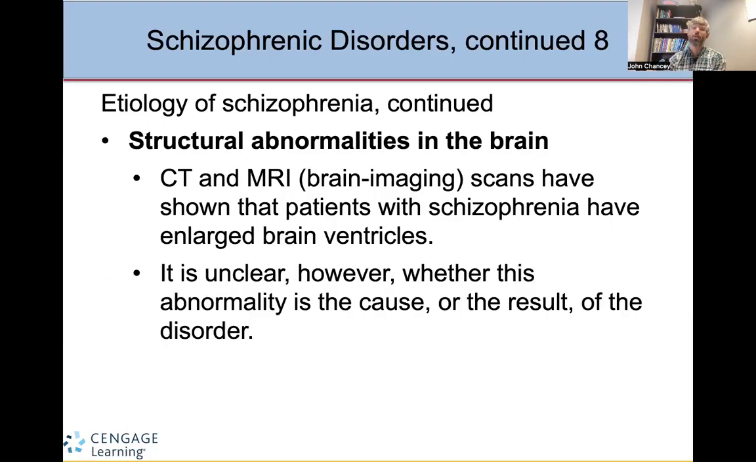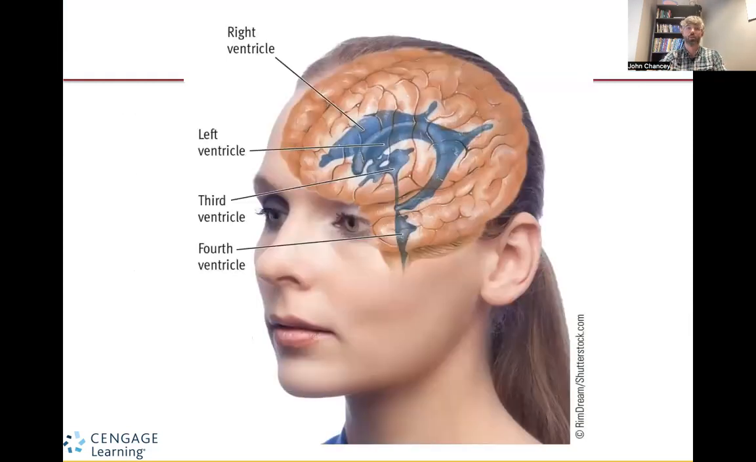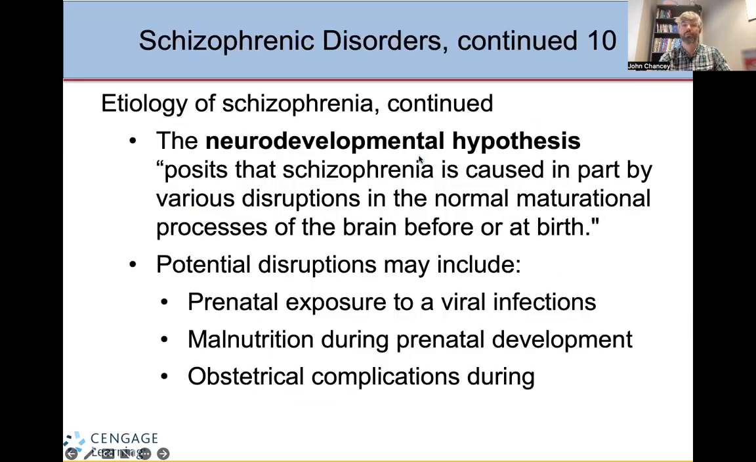Okay, what about the brain? CT and MRI scans have shown that patients who have schizophrenia have some differences in the brain. There are enlarged brain ventricles compared to people who don't have schizophrenia. They're not quite sure what the result or the cause of that is in terms of abnormal behavior, but there appears to be something going on physically with the brain. And this can be depicted here, these ventricles depicted here.